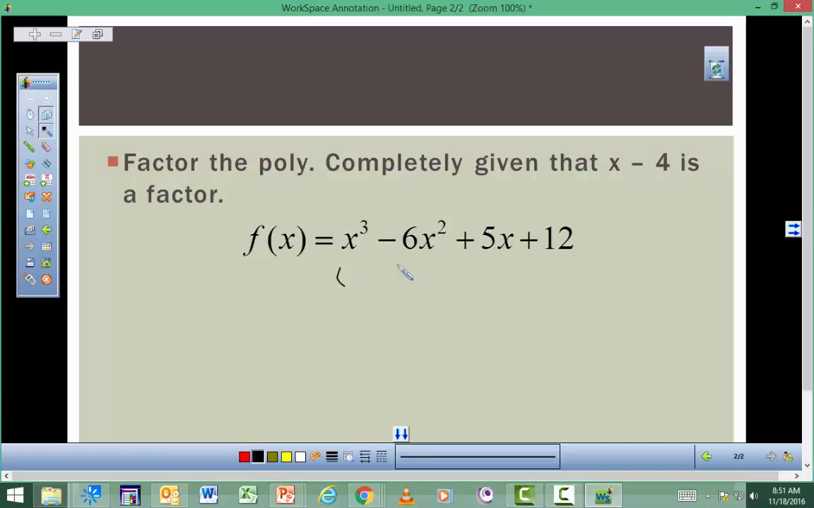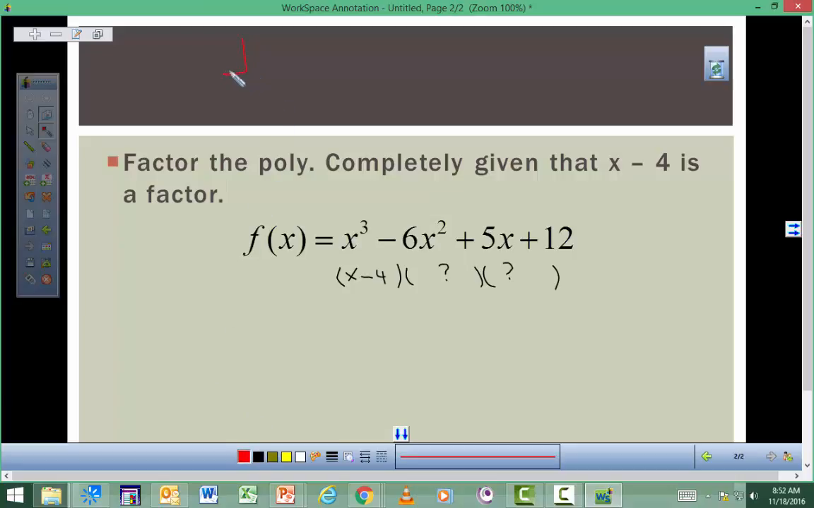And currently we know that x minus 4 is a factor. But what we'd like to do is factor it further, like that. So we're going to figure out what's this one and what's this one. Well, to do that, I'm going to do some synthetic division.